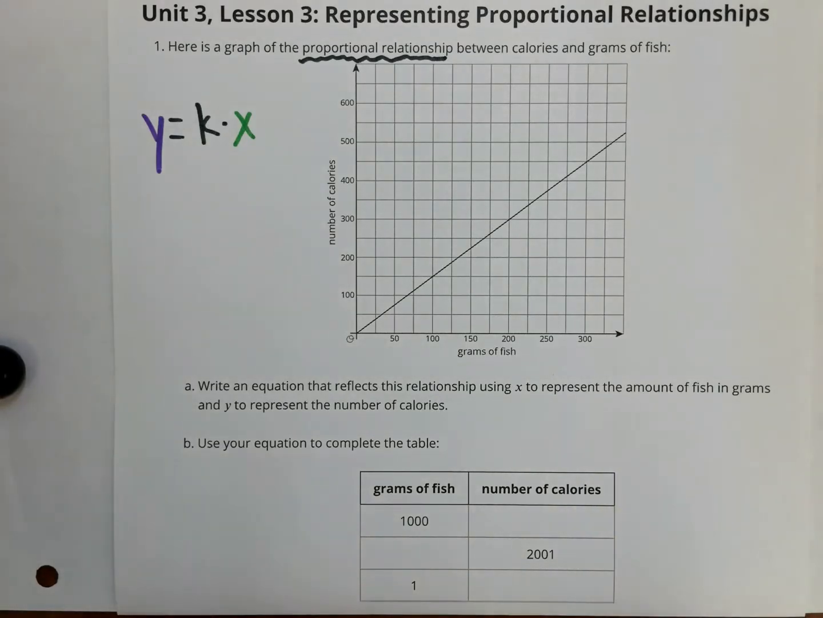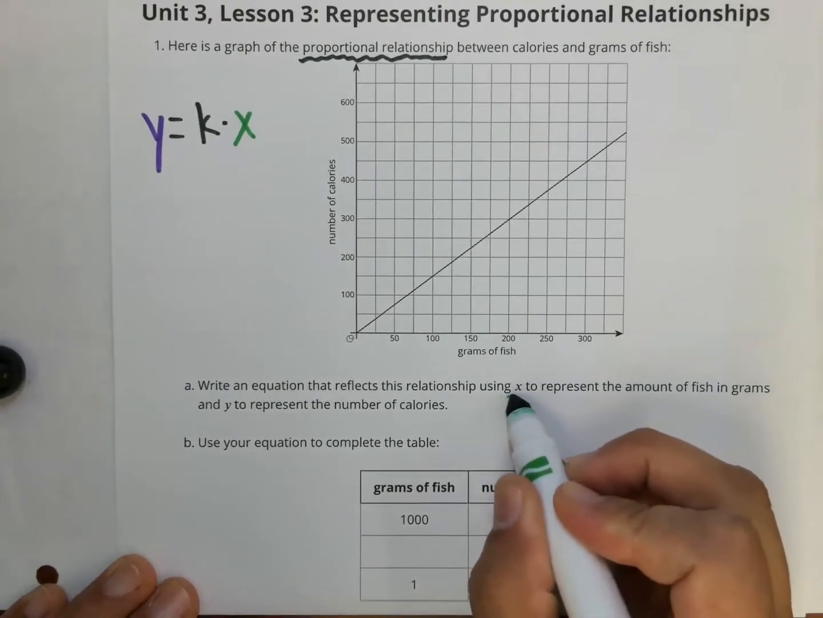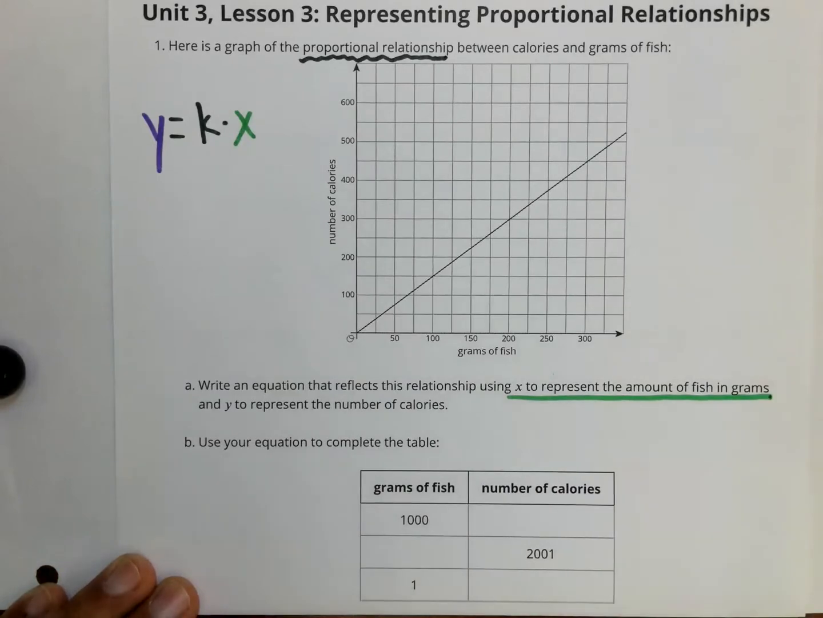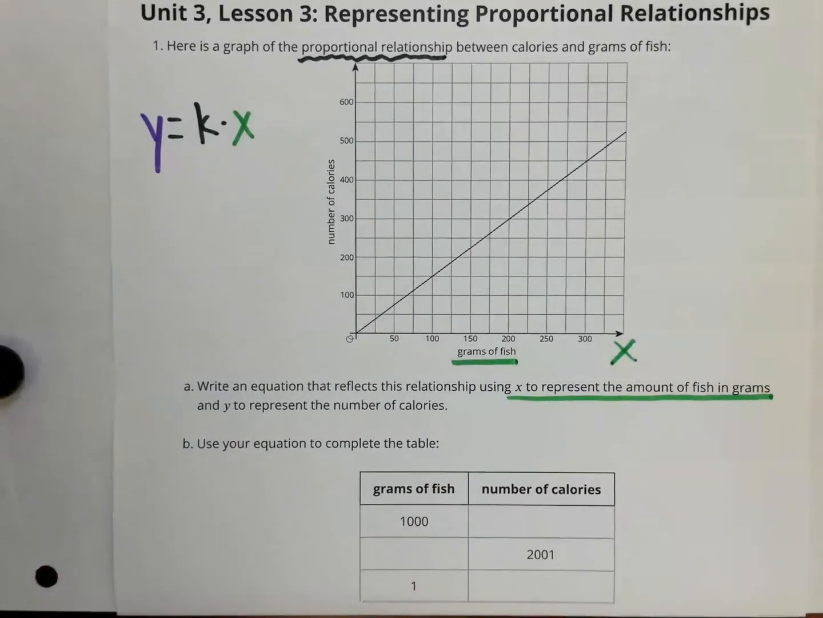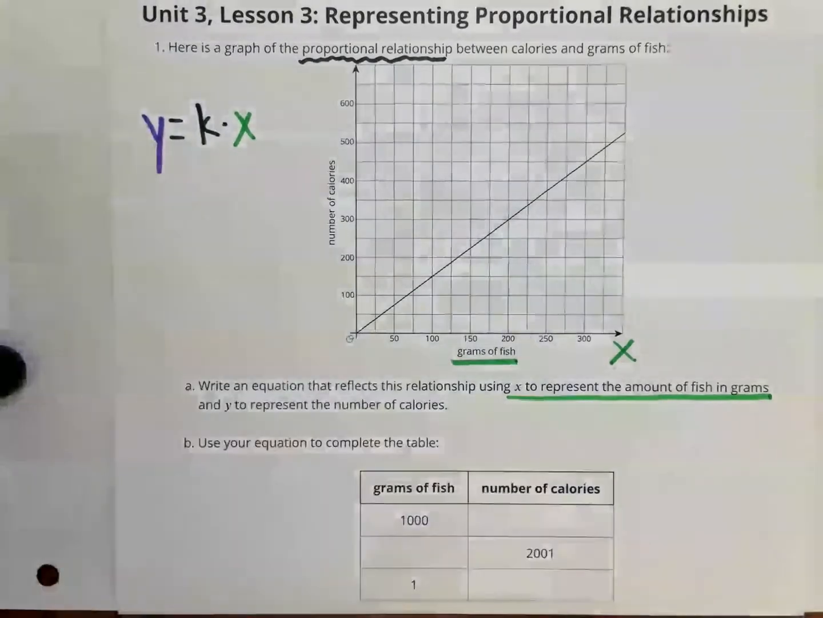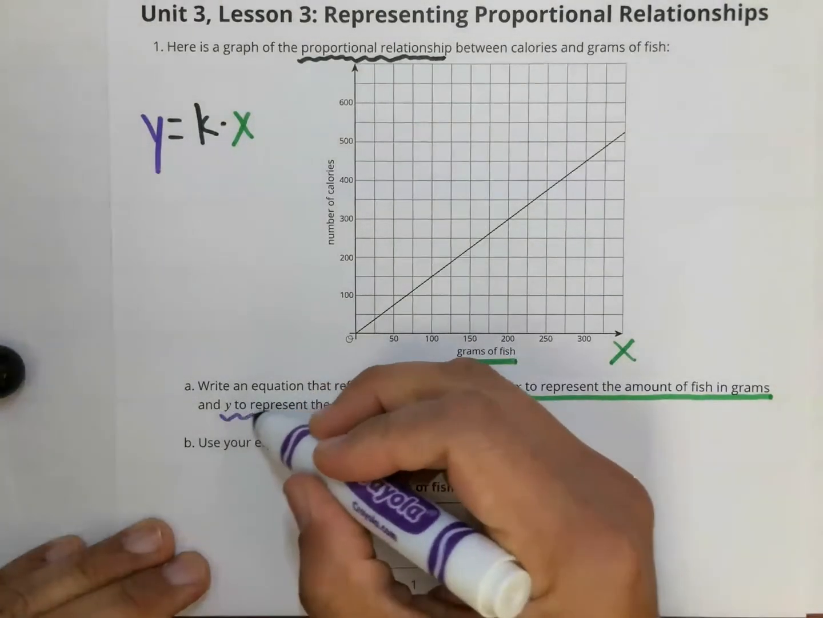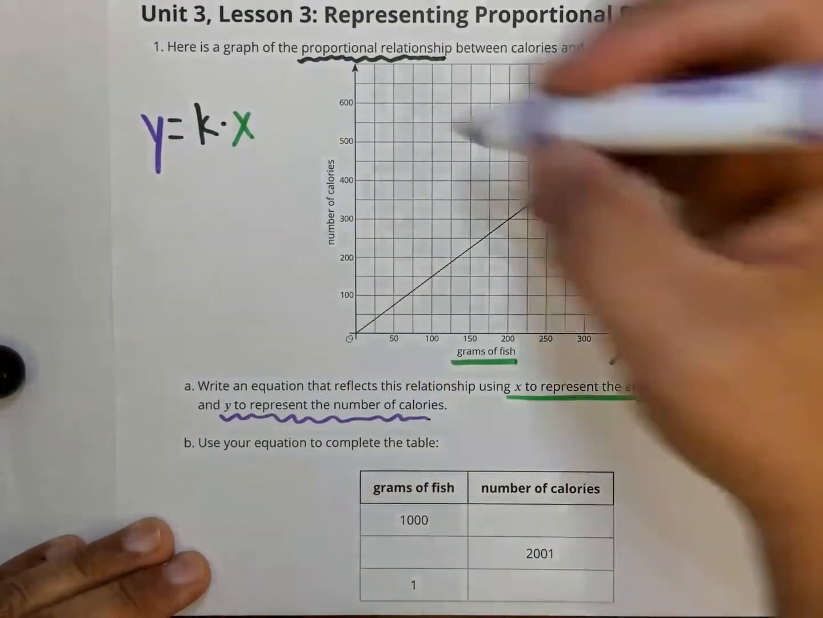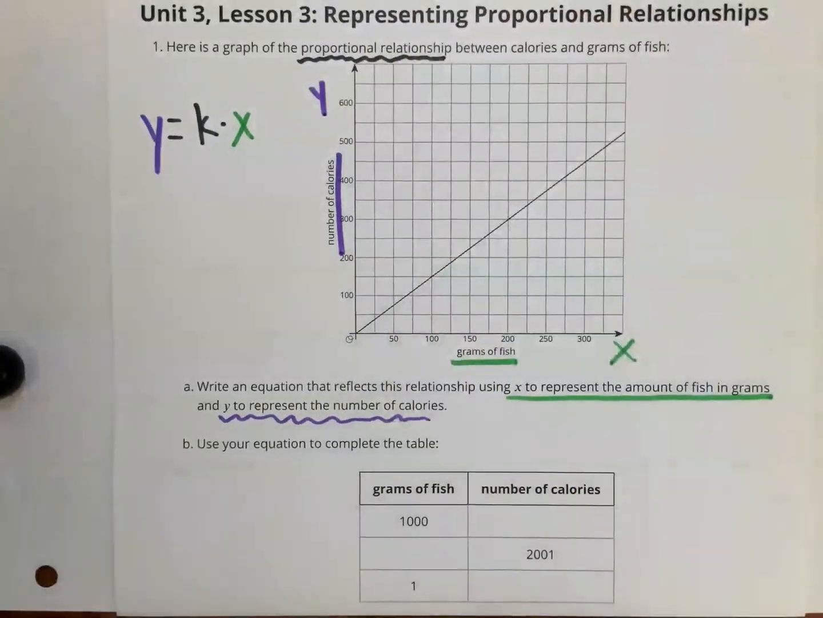The other parts here I'm going to underline and highlight here in part A. It says X to represent the amount of fish in grams. And if you notice here on the graph, the X axis is the amount of fish in grams. The Y-axis, it tells us here, right? Y to represent the number of calories. So this is the Y-axis, which is the number of calories.